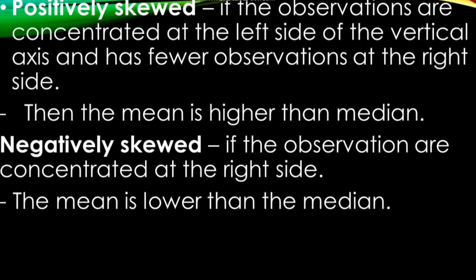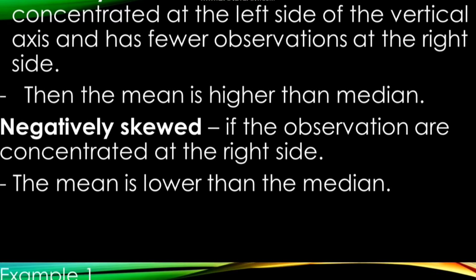Next, how can we identify if it is positively skewed or negatively skewed? If positively skewed, the observations are concentrated at the left side of the vertical axis and there are fewer observations at the right side. Or, to make it easier, the mean is higher than the median. Remember, when positively skewed, the mean is always higher than the median.